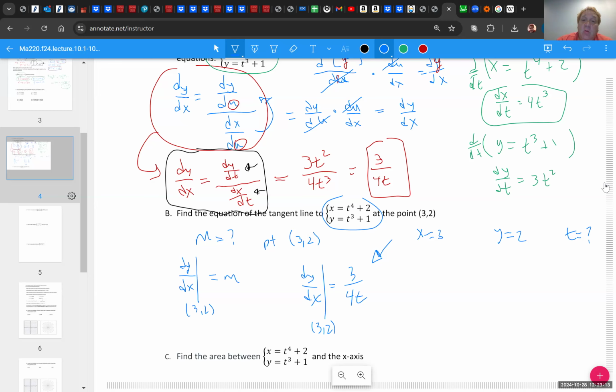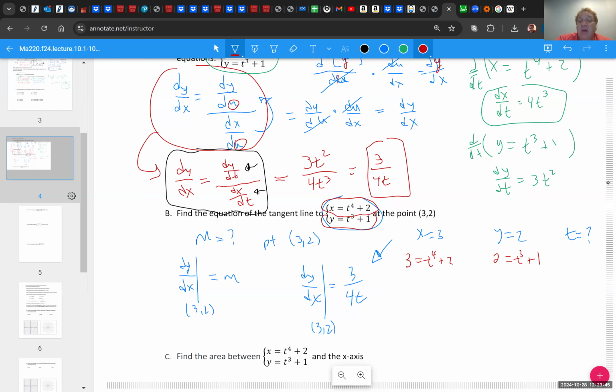But don't fear, we know how x and t and y and t are all related because we're given the equations right here. We're given the equations of how they're related. So if x is 3, then I can write this as 3 equals t to the fourth plus 2. And if y is 2, I can write this as 2 equals t cubed plus 1. And I could just solve for t. Now, these have to match up. I can't have one equation having t equals 3 and the other equation having t equals 4. It's got to be a t value that gives the point (3, 2).